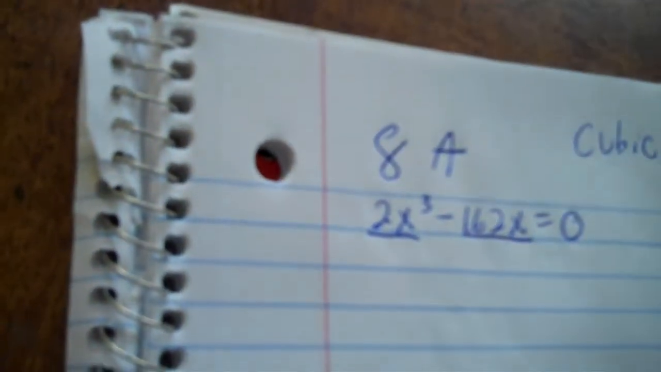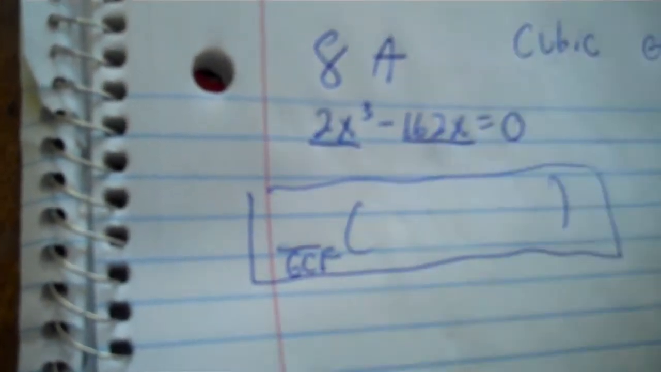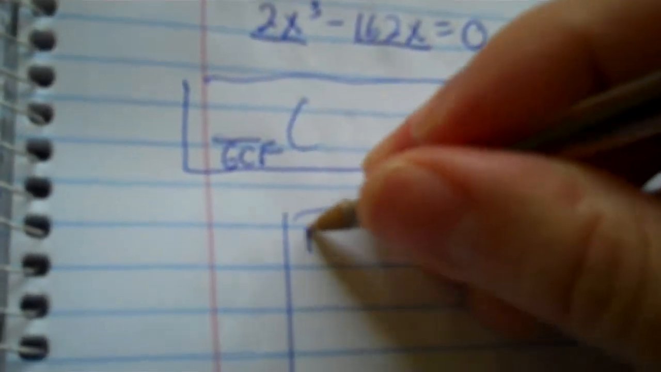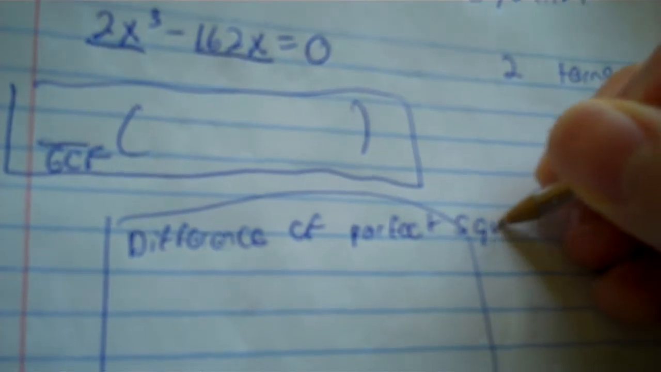When there are two terms, you are going to set up two boxes. One box is for the greatest common factor to come out. And then my second box is to see if I have a difference of perfect squares.